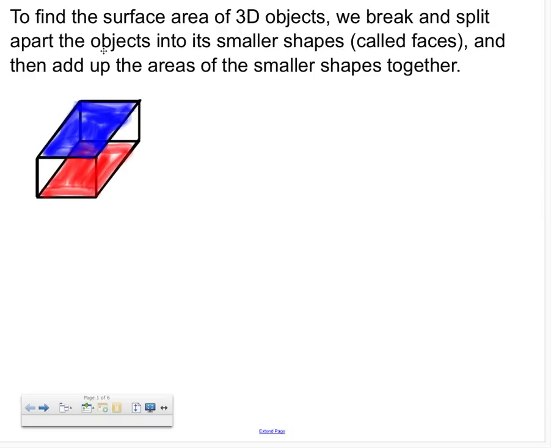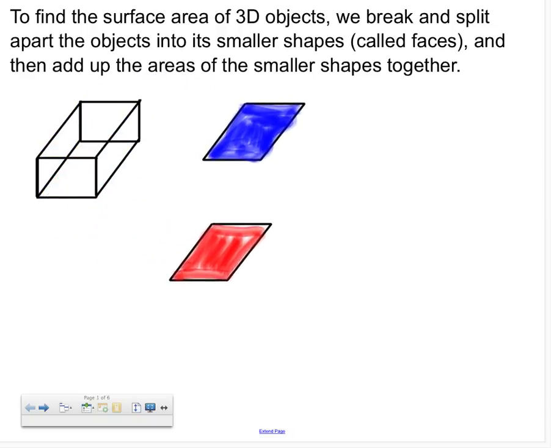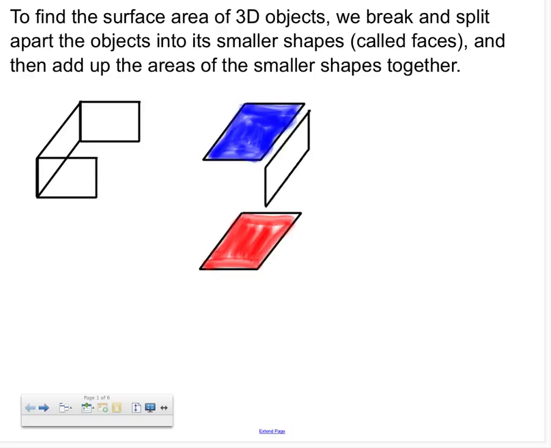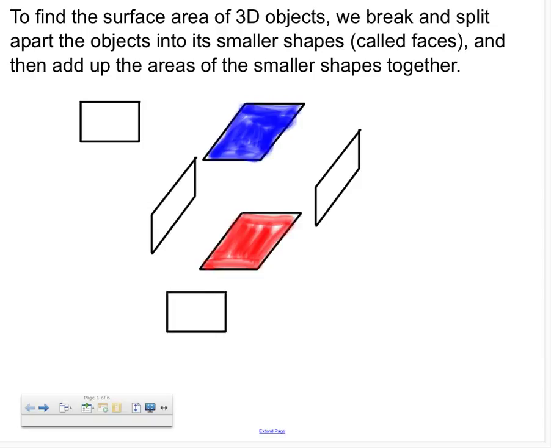So for example, if I had this box here with a blue top and a red bottom, and I want to find out what the surface area of this box was, I would find the area of the top piece first, then the bottom piece, then the right piece, then the left piece, then the front piece, then the back piece, and then add them all back together. That would give me the area of the original starting object.